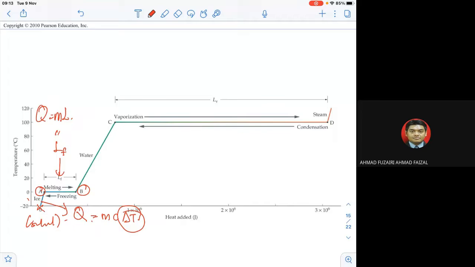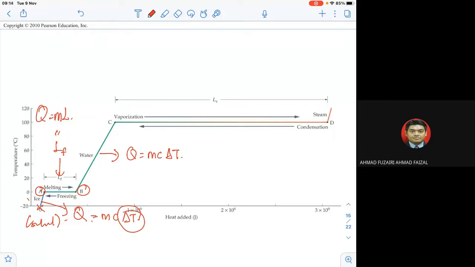Right? And then from point B to point C, at point B the water now becomes liquid, at least until it reaches 100 degrees Celsius. So at this point, we will use Q equals MC delta theta because there is a difference in temperature. We use MC delta theta in order to calculate heat.